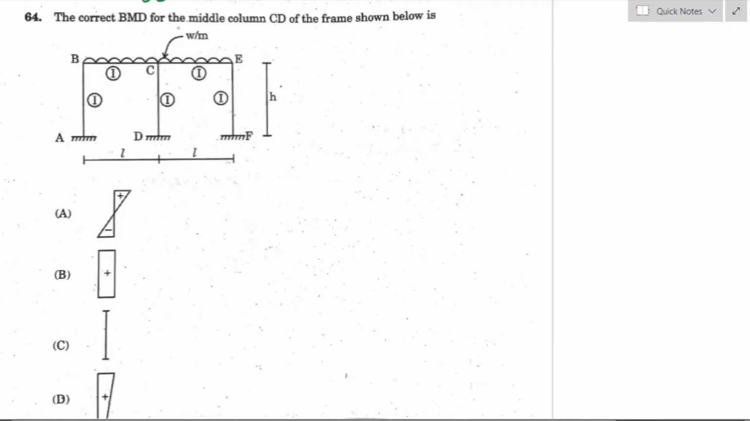Question number 64. The correct bending moment diagram for the middle column CD of the frame shown below is. You can observe here there is a balancing bending moment. Since the moment of inertia and length of the column is the same, there will be no bending moment in the portion CD. So option C is the right answer.